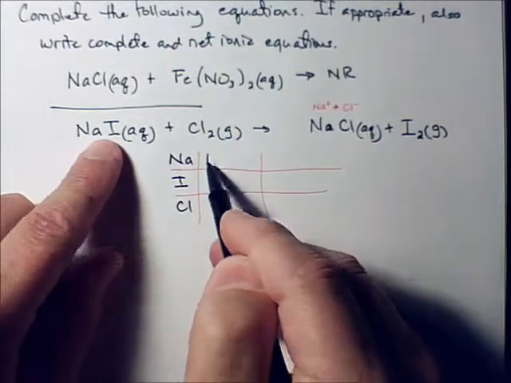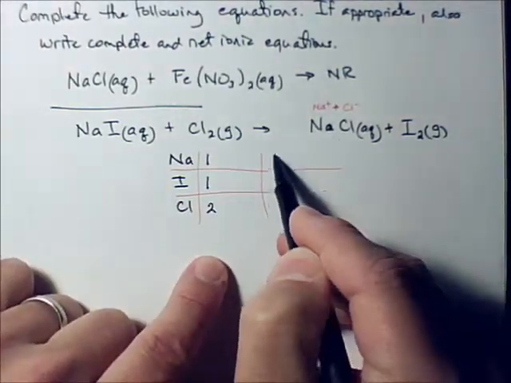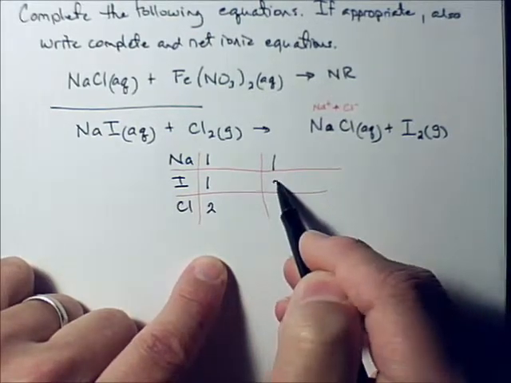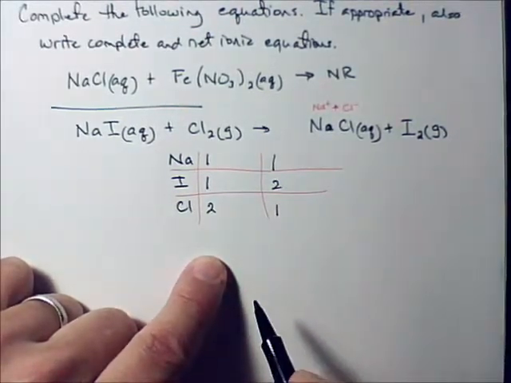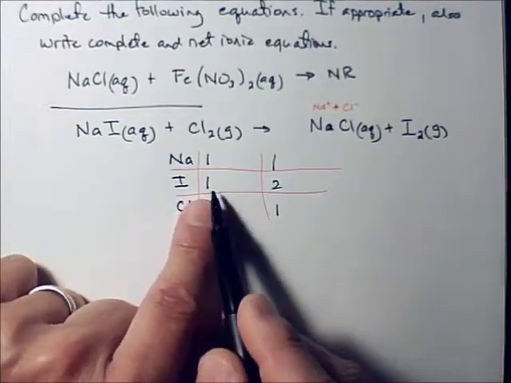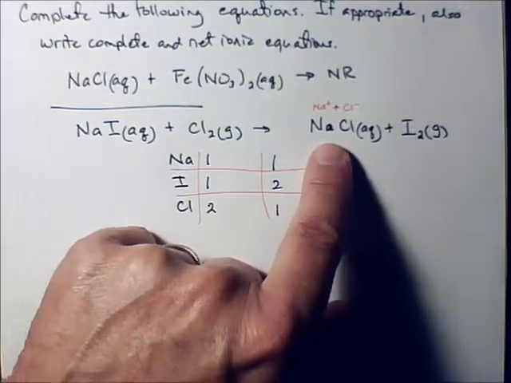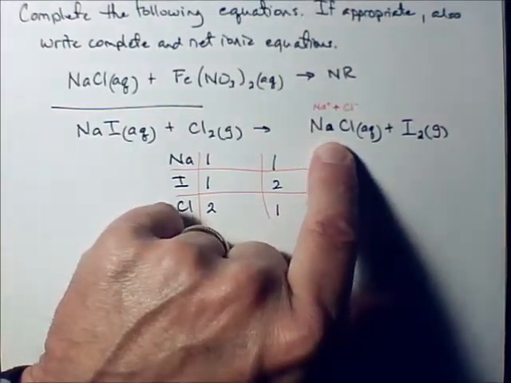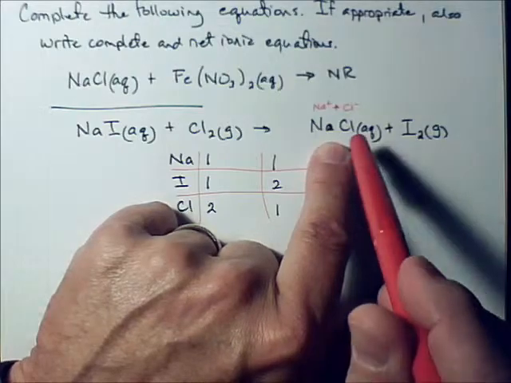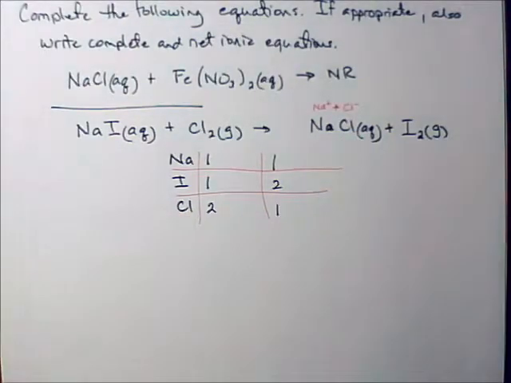So we have 1 sodium, 1 iodine, 2 chlorines, 1 sodium over here, 2 iodines, and 1 chlorine. We want the numbers to be exactly the same on both sides. Right now I can see I've got 1 iodine here and 2 here. Once the formulas are balanced, can't touch this. You have to figure out how to balance the overall equation using only coefficients.